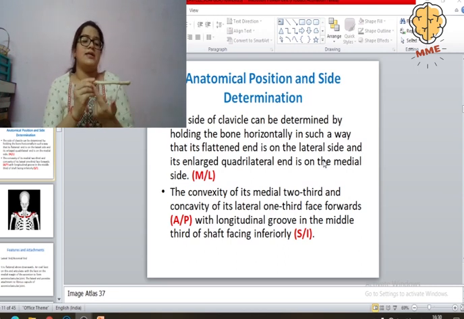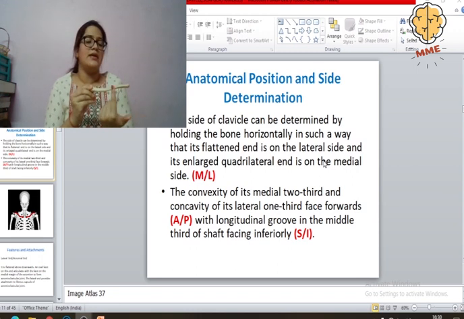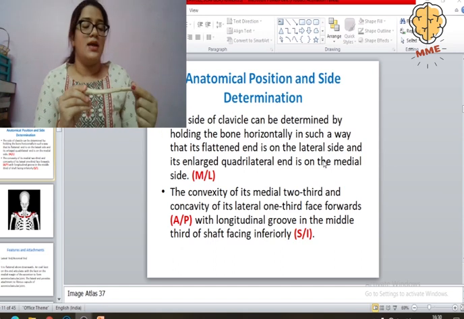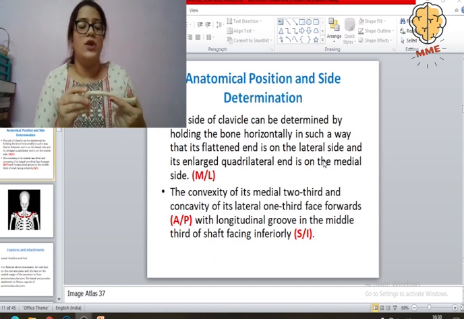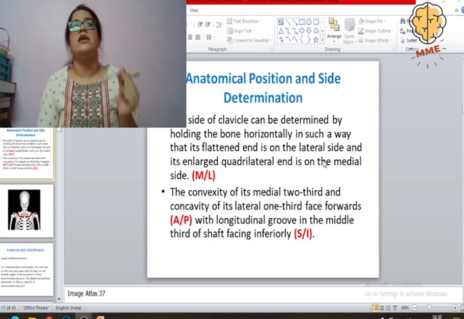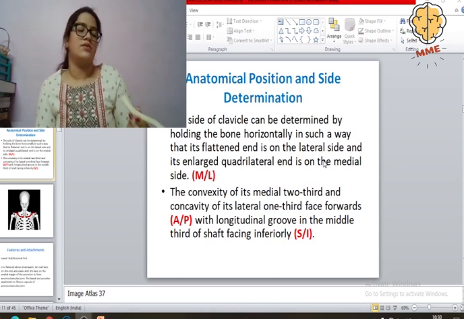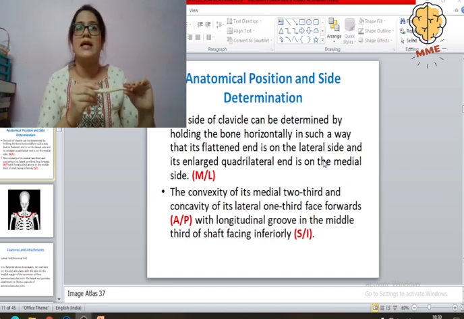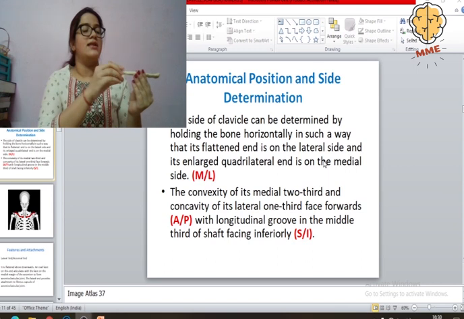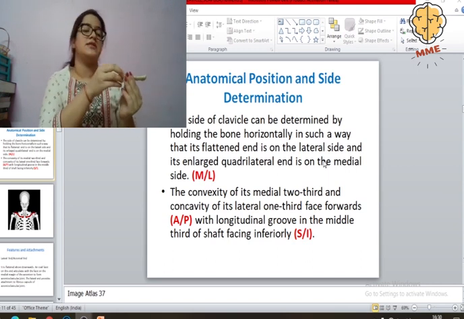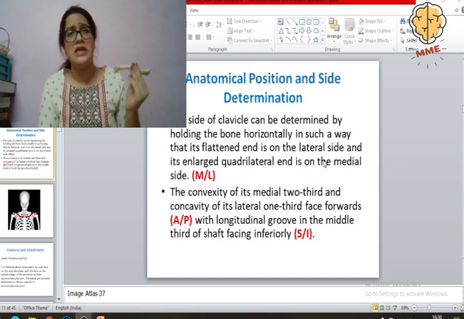Now they are telling it is convex anteriorly in the medial 2/3 and concave anteriorly in the lateral 2/3. Lastly, they tell that there's a longitudinal groove on the inferior aspect. So make sure whenever you're holding the bone, the sooner you get the bone, the first thing that you do is place the flattened side lateral to you. And the medial side, how do you identify it? It is quadrilateral in shape, cylindrical in shape, medially to you.